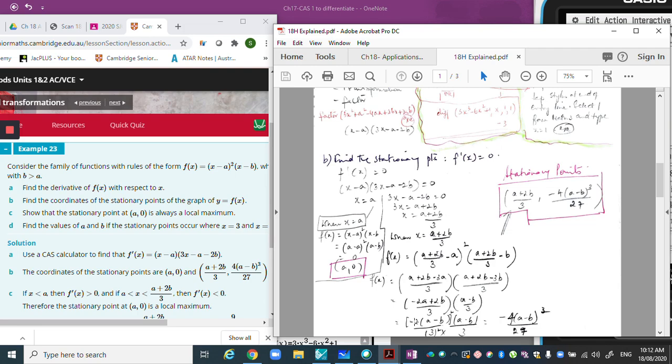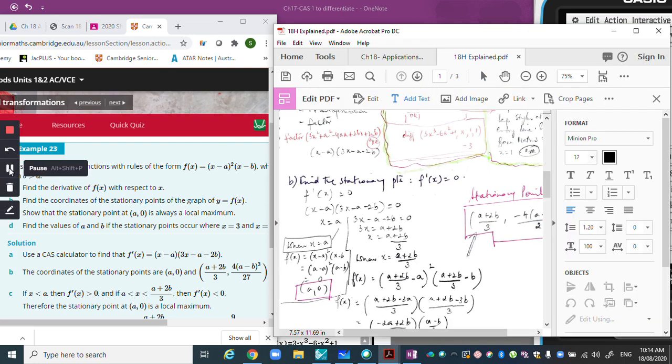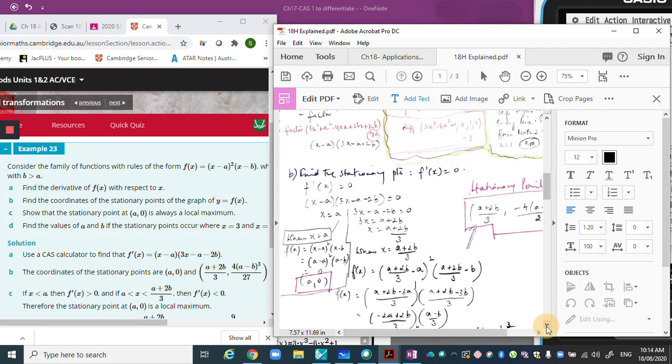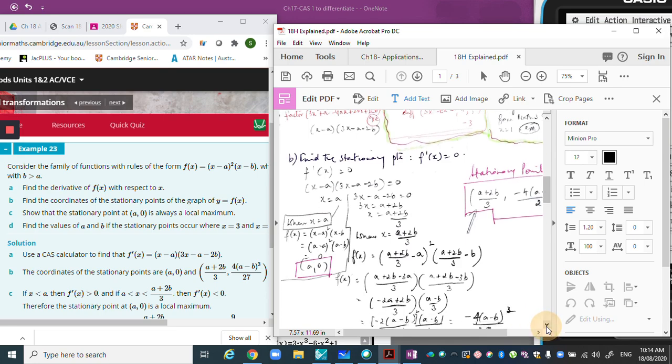Anyway, I did it in a rush, so I can clearly see that this should have been a plus over here. So plus 4 times a minus b whole cubed divided by 27. So please be careful over here. Keep putting the square, otherwise the answer doesn't make sense. And be careful to see that this is a plus over here. And now let's look at part C.